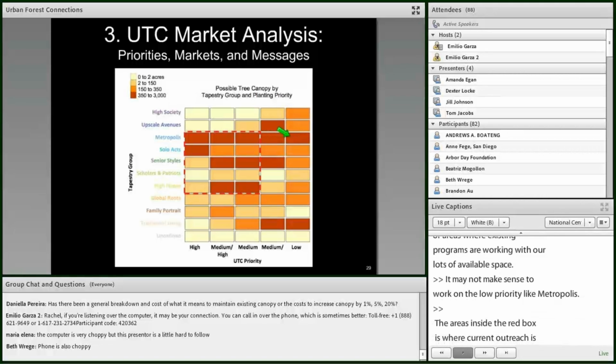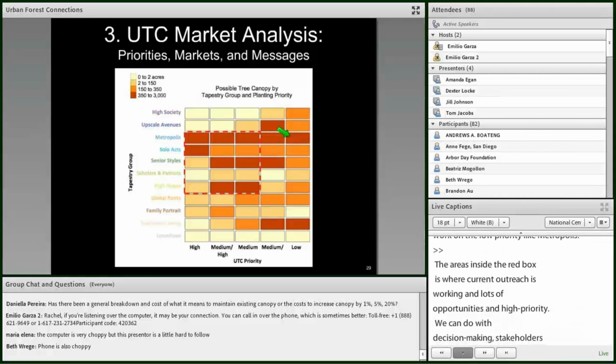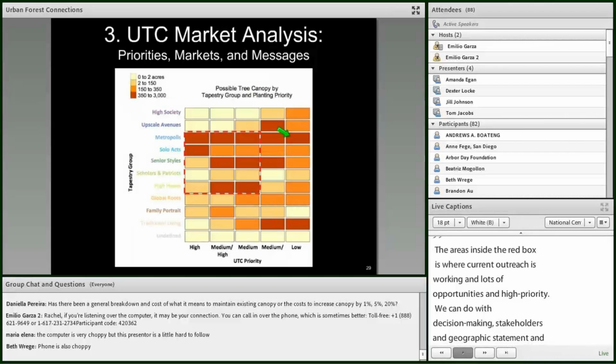The priority would communicate with the decision-making stakeholders, the geodemographic segment would reflect who the possible planting areas are, and then there is the amount of space you have. So this is showing three UTC tools that we've developed in one graphic.